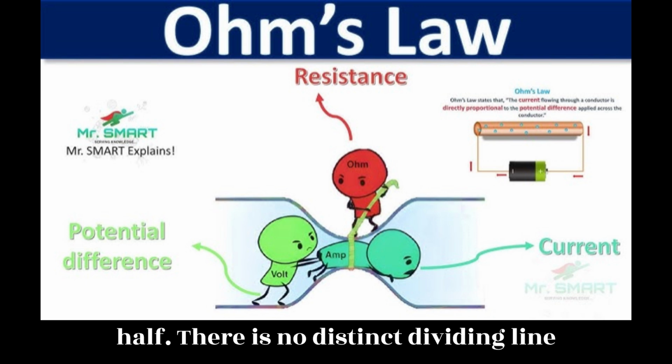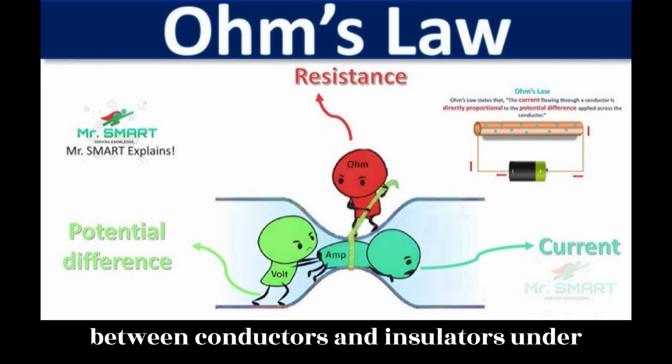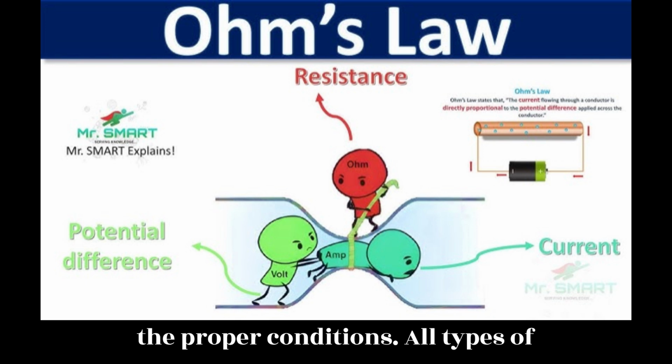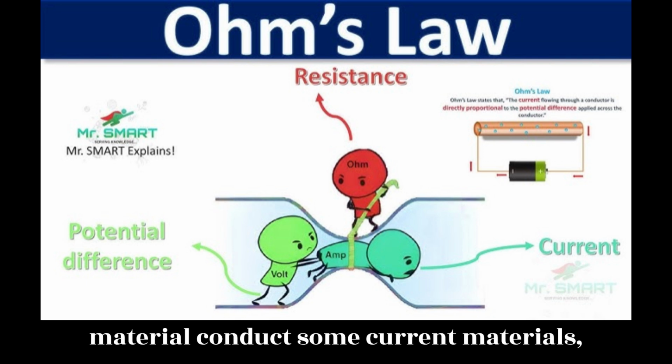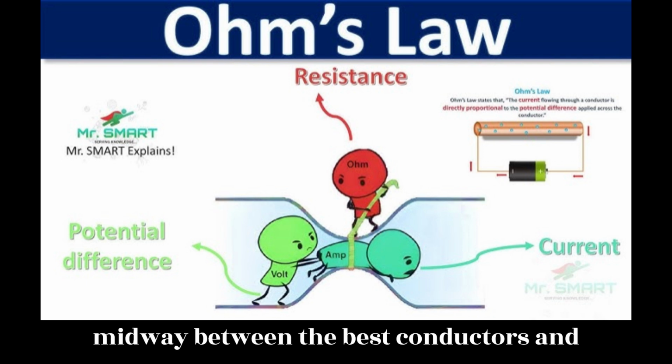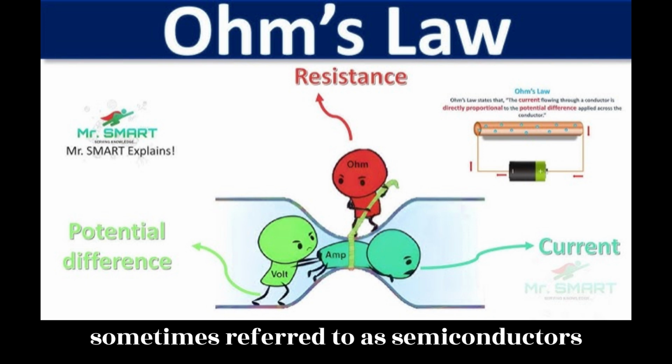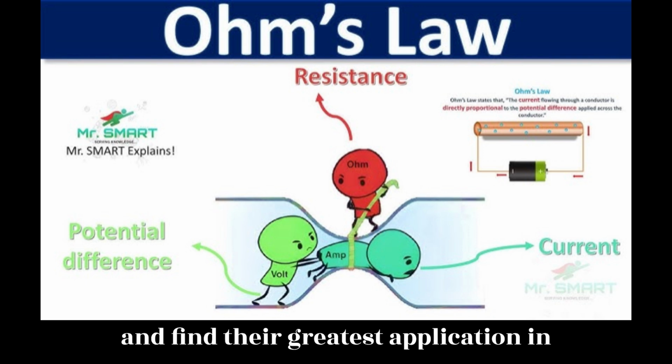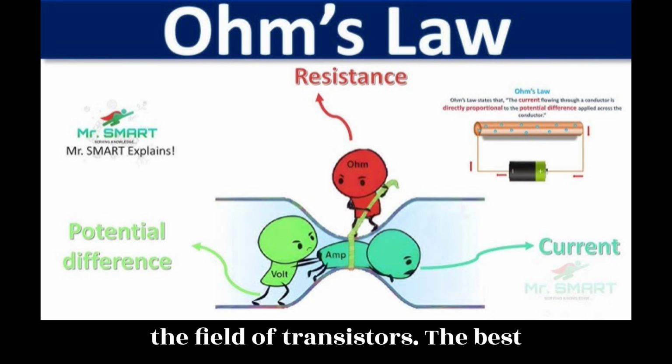There is no distinct dividing line between conductors and insulators. Under the proper conditions, all types of material conduct some current. Materials offering a resistance to current flow midway between the best conductors and the poorest conductors, insulators, are sometimes referred to as semiconductors and find their greatest application in the field of transistors.